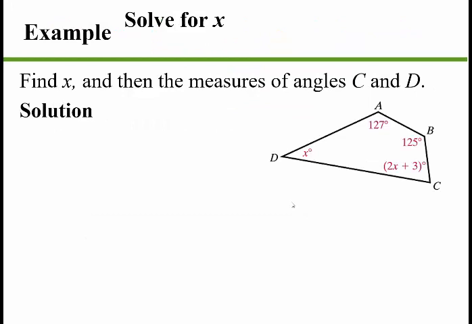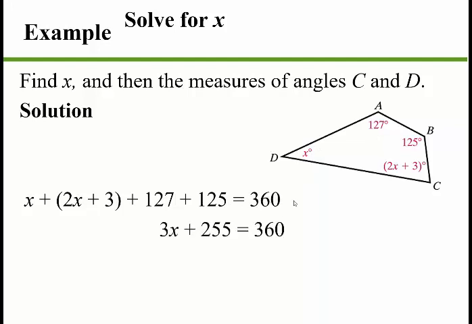All right, so this one right here. Let's find x and then the measures of angles C and D, which we don't know. Well, this polygon has 4 sides. Right, 1, 2, 3, 4. So it's a quadrilateral, which means if I sum all the interior angles, they must sum to 360 degrees. So combining like terms here, x plus 2x gives me 3x. You sum all these numbers here, you get 255. Subtract the 255 over, divide by 3. You get x is equal to 35.